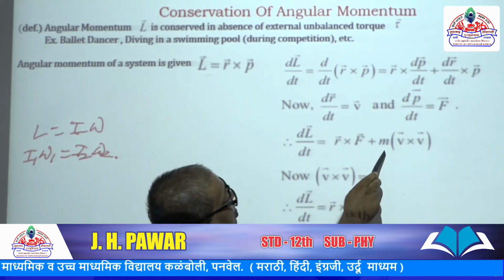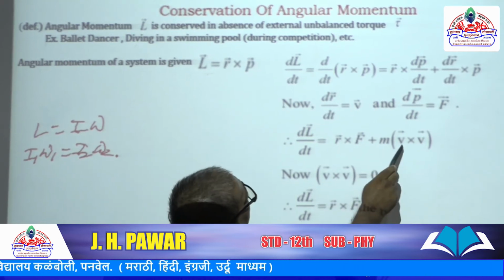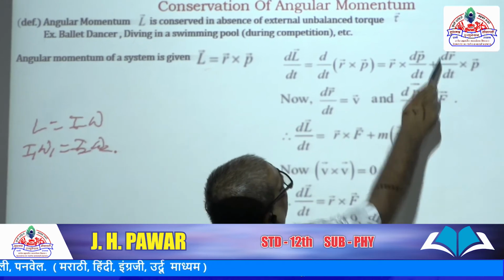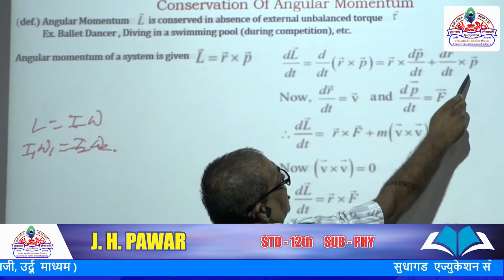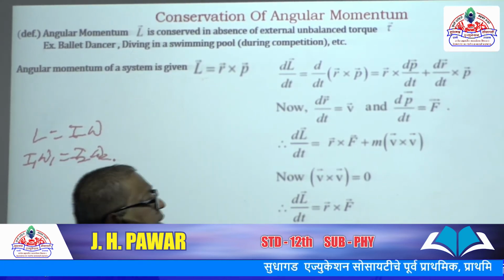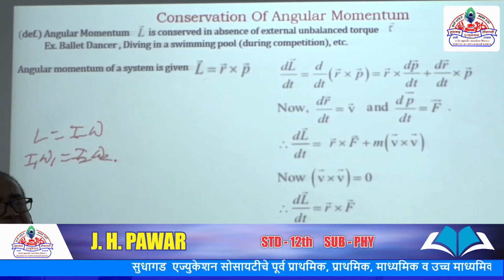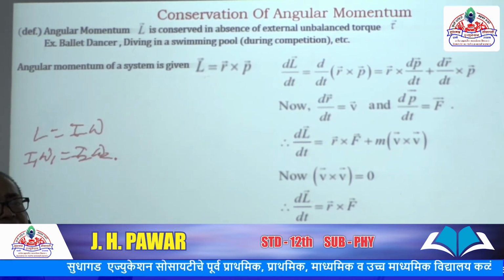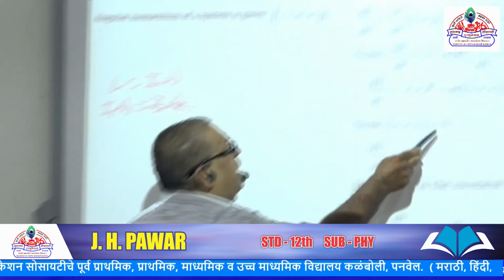And here m is a scalar, so you can take it outside. dR by dt is v, and vector P is mv, so m is taken outside and we get v cross v. But we know that the vector product of a vector with itself is equal to 0. Why? The angle between them is 0, and sine 0 is 0, and that's all. Then 0.